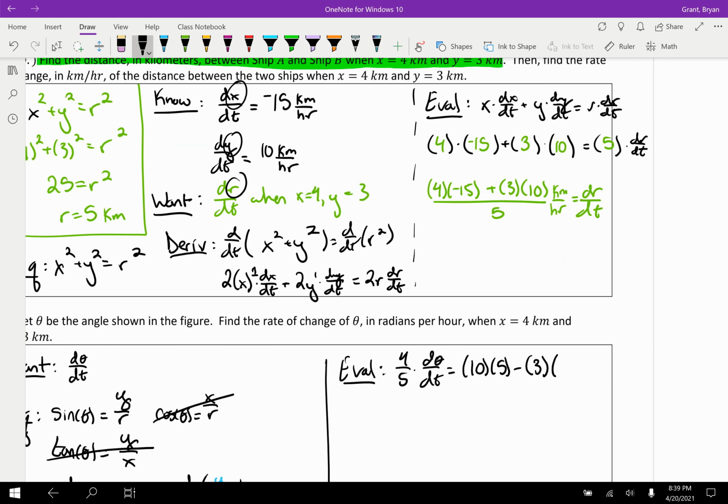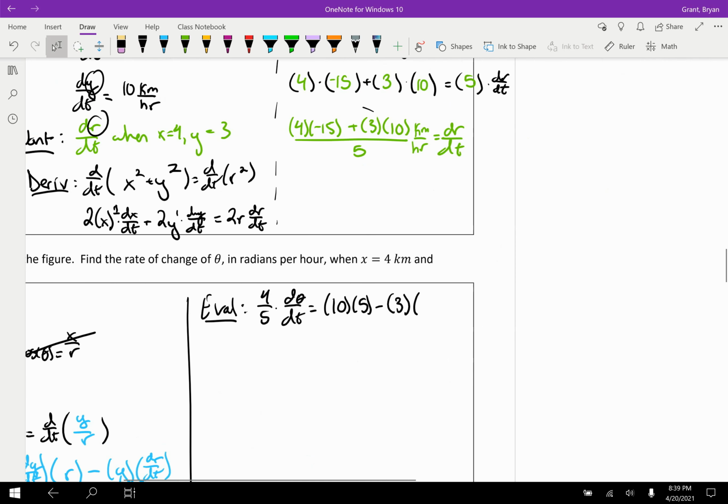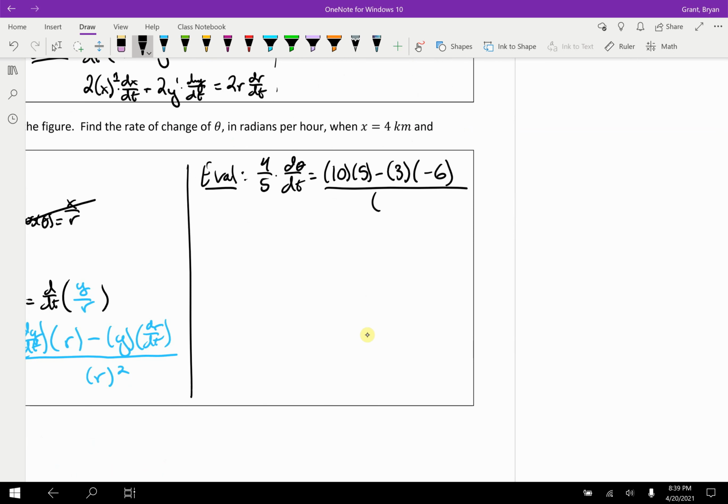It still works. You could do some quick reducing if you'd like. It's useful that we found dr dt, or you could be really lazy and just rewrite all of this. But just in the interest of space, what do we have? Negative 60 plus 30 over 5. So that's negative 30 over 5. I'm looking at negative 6. Great. I think the last thing, we need to divide by r squared. It's a 5.